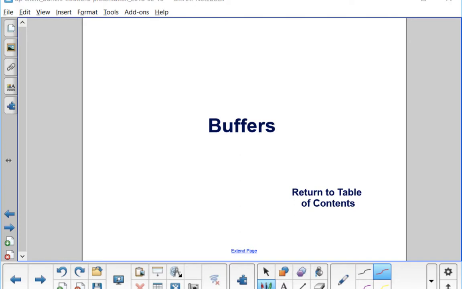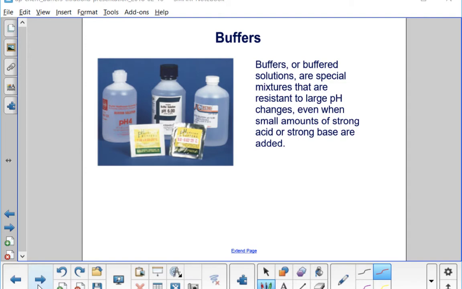In this section of aqueous equilibrium, we'll discuss buffers. Buffers, or buffered solutions, are special mixtures that are resistant to large pH changes, even when small amounts of strong acid or strong base are added.